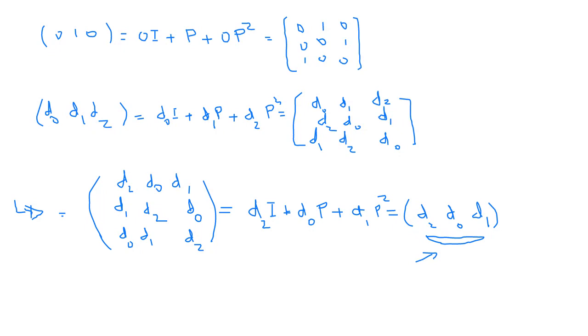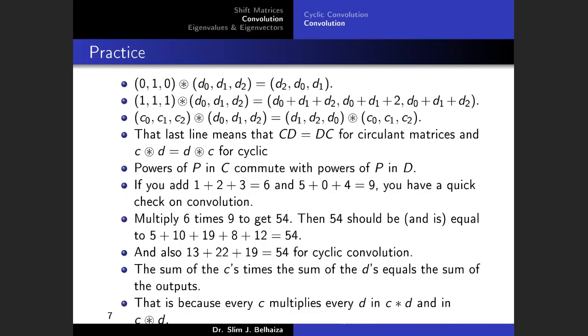So here we go again. So we worked out the first practice question here, the first one. And if you do the second one, where you multiply I plus P squared by D0, D1, D2, you get the first row represented by D0 plus D1 plus D2, D0 plus D1 plus D2 here, and D0 plus D1 plus D2.